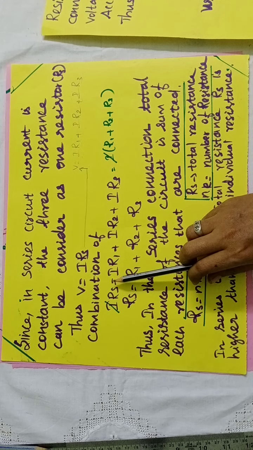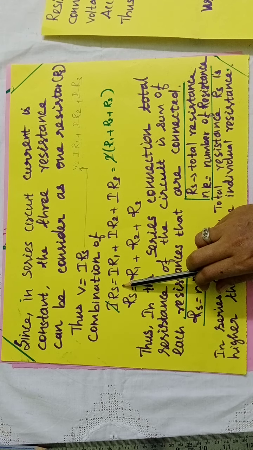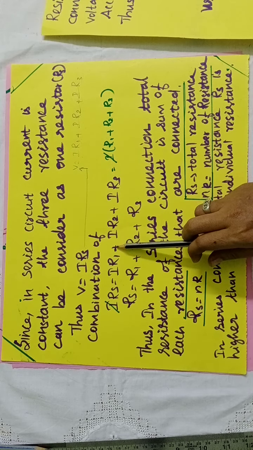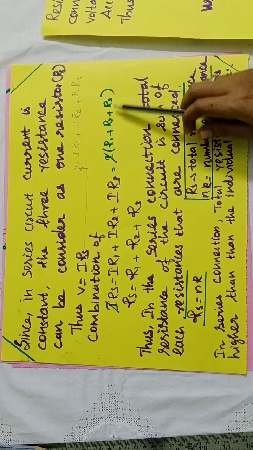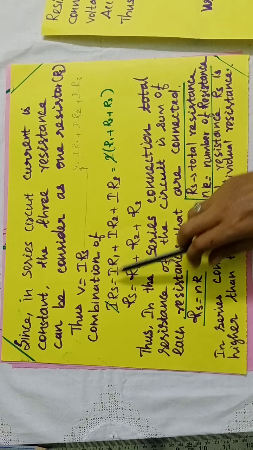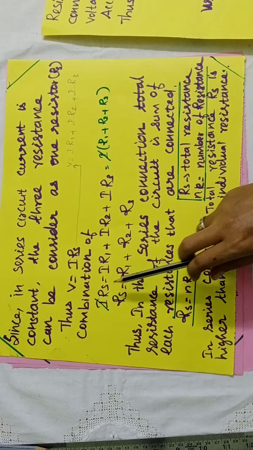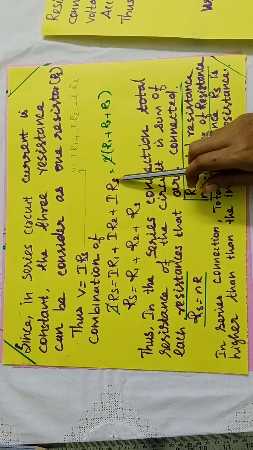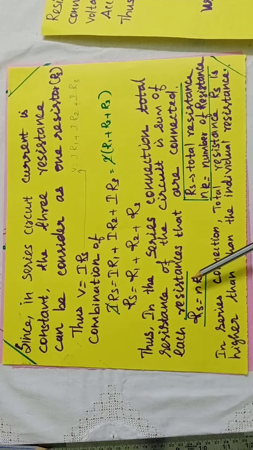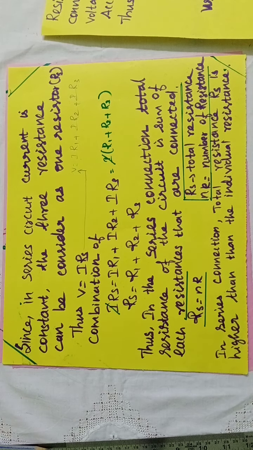Here we can take I as common. IRs is equal to I into R1 plus R2 plus R3. I cancels on both sides. Then Rs is equal to R1 plus R2 plus R3.